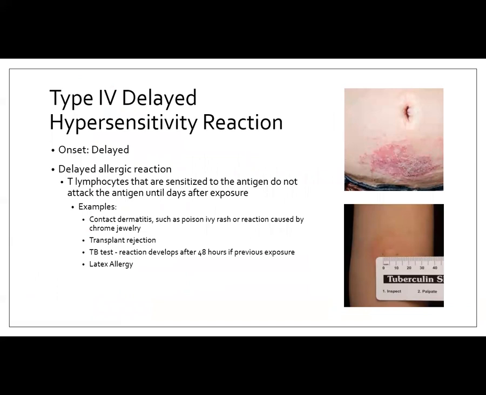And then we've got our lovely type 4 delayed hypersensitivity reaction. So the onset for this one is a delayed allergic reaction. T lymphocytes that are sensitive to the antigen do not attack the antigen until days after the exposure. So these ones can be a lot later. These are things like contact dermatitis, poison ivy, or a reaction caused by chrome jewelry, transplant reaction, your TB test reaction, which develops after 48 hours if previous exposure, and your latex allergy.